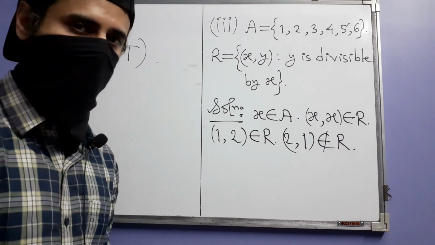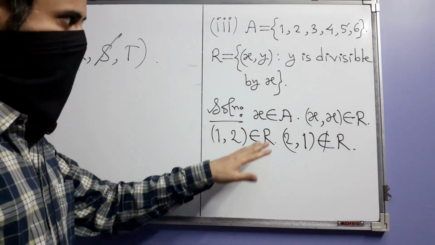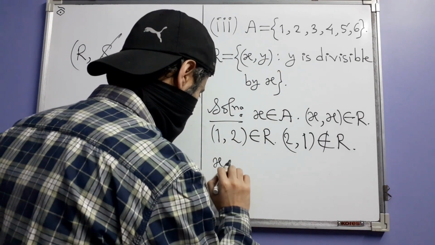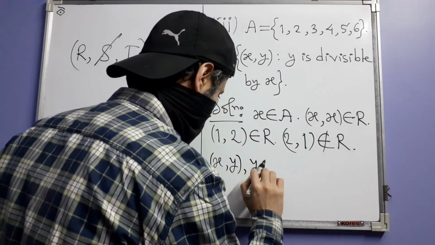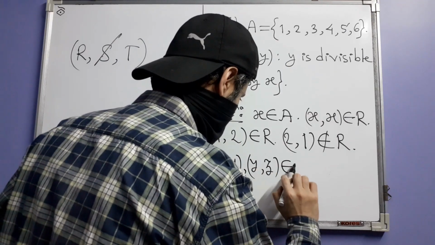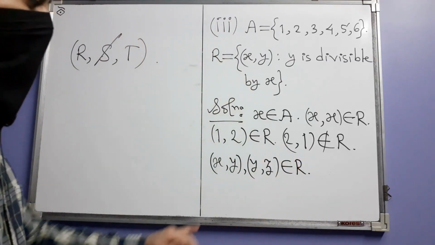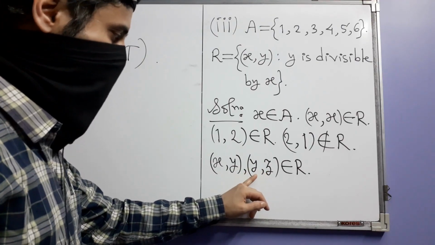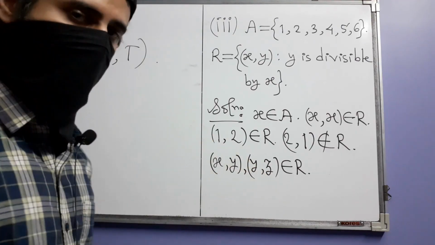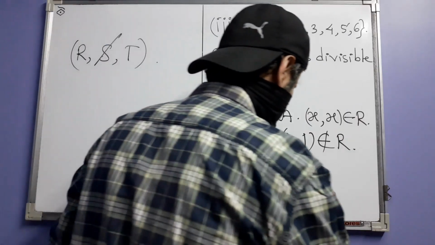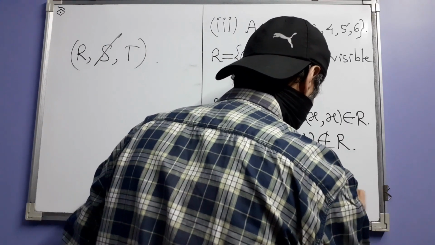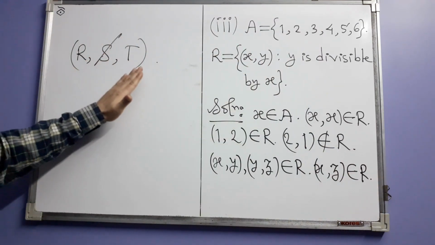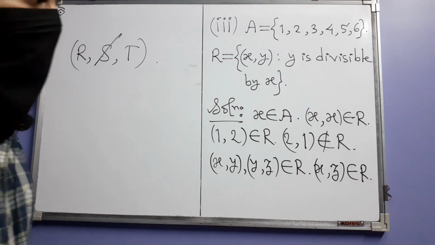What about transitivity? Transitivity is in fact present for the divisibility relation. Why? Let's see. Say x, y and y, z both belong to R. This means that y is divisible by x and z is divisible by y. But then obviously z is divisible by x, and that is why x, z belongs to R. So it is reflexive and transitive but not symmetric.